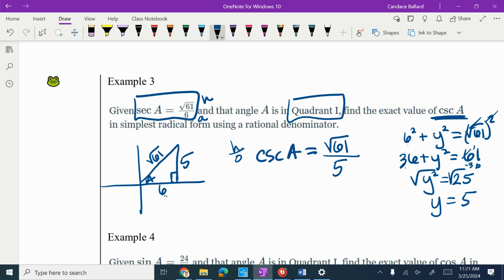The hardest part is probably the Pythagorean theorem part, right? It's not much different than what we've been doing. It's the way they're presenting the information. You have all the tools, okay? It's just how we're presenting it.